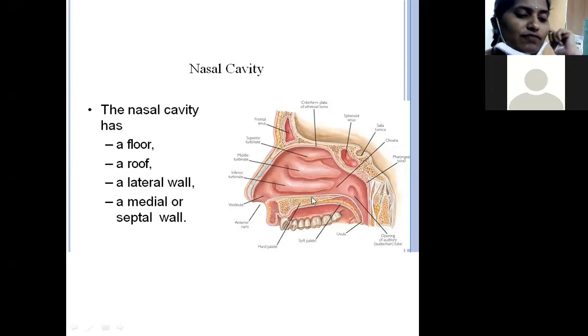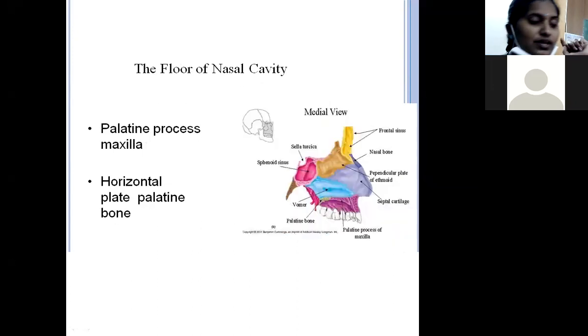If you see, the floor is formed by which bone? The hard palate, is it not? So the floor of the nasal cavity is formed by the hard palate. The hard palate is formed by the palatine process of the maxilla and the horizontal plate of the palatine bone. So the floor is formed by these two bones, or otherwise the hard palate.